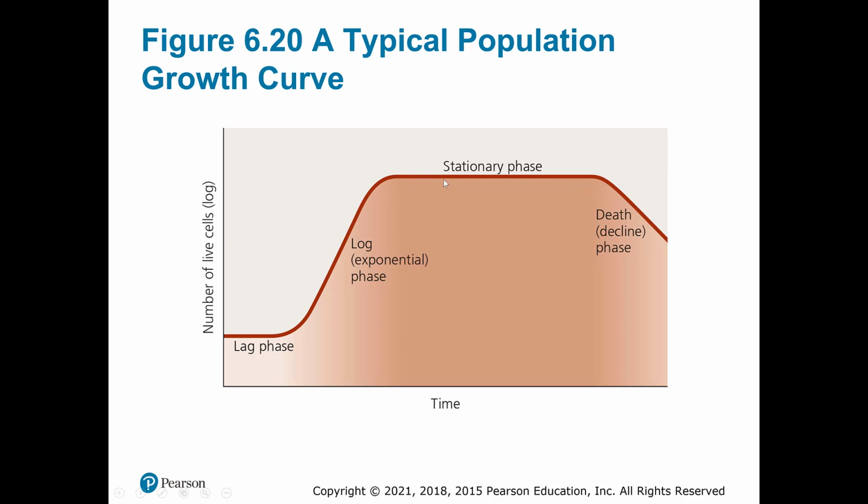There might still be some cells that are dividing, but at the same rate, there are cells that are now dying because they're running out of food. And then eventually, we're really going to run out of food. There's nothing left, no more cell division, and instead we just see cell death, and that's the decline phase. So again, this is a typical growth curve for a population of bacterial cells.